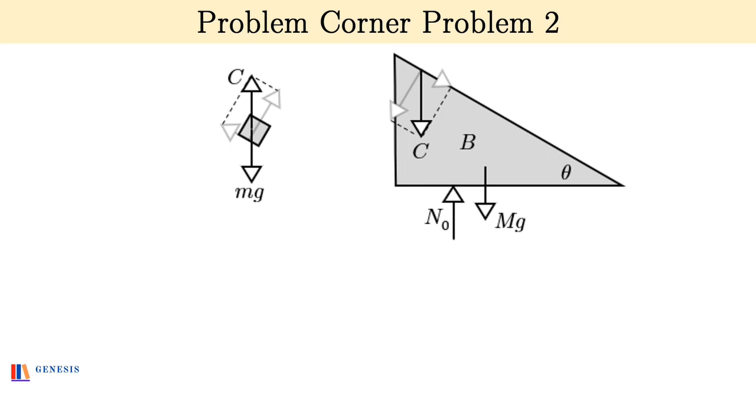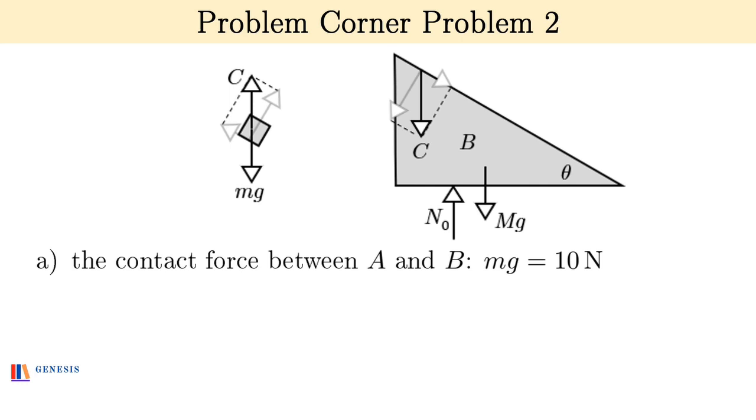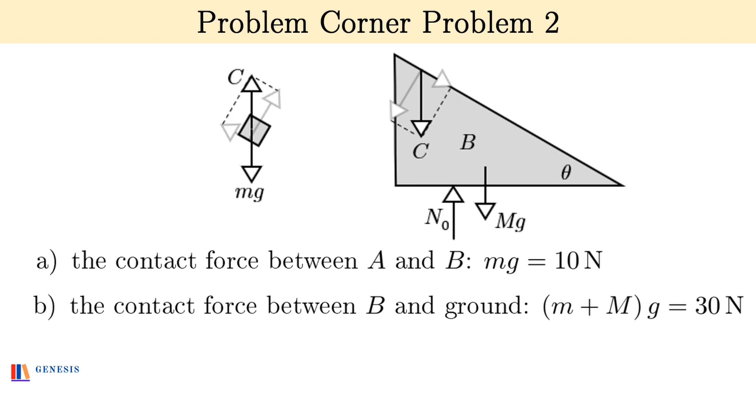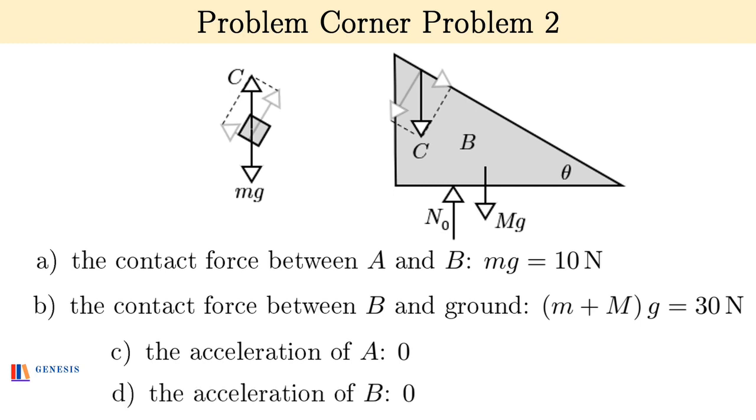So our assumption of equilibrium is justified as we have run into no contradictions, and our assumed frictions have not overshot their maximum values. You should note that we didn't even need to look at the value of mu2 at all, and now all our answers are ready. A. Contact force between A and B, small mg, 10 newtons. Contact force between B and ground, small m plus capital M into g, 30 newtons. Acceleration of A, 0. Acceleration of B, 0.